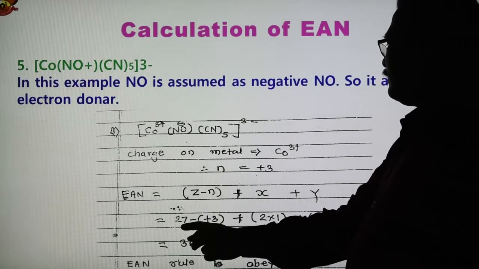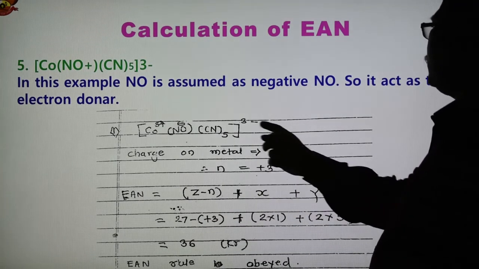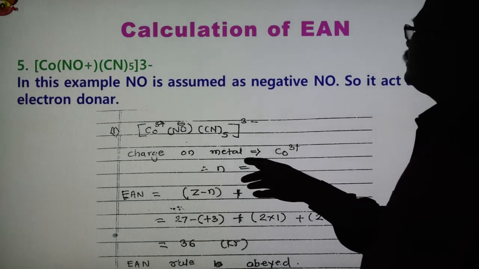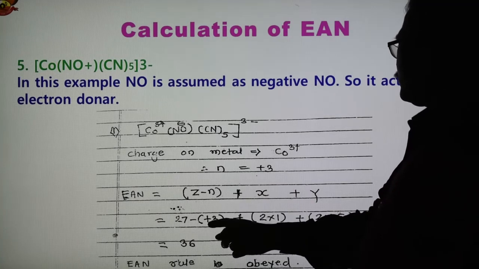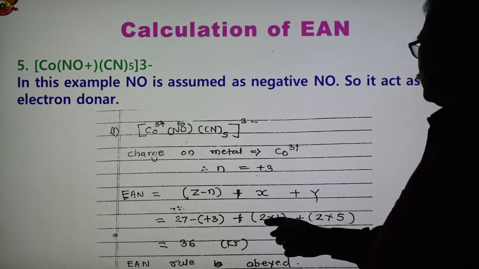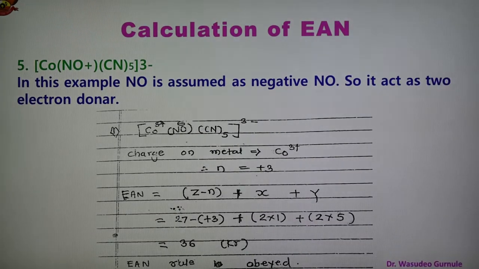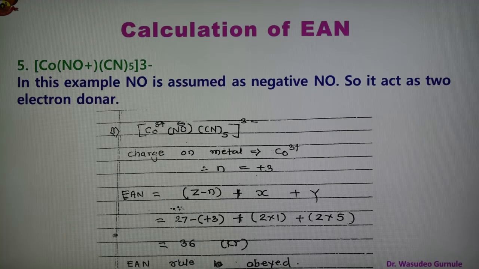The atomic number of cobalt is 27 minus. So here the metal has the charge 3 plus, because the total is 3 minus. So the charge present on the metal is 3 plus. So here plus 3, and 2 into 1, where 1 is NO, and 2 into 5, where 5 are the CN. And after adding all these values, again we obtain the value 36, the atomic number of krypton. Therefore the EAN rule is obeyed by this metal nitrosyl. So this is example 5, in which NO is assumed to be a negative NO.